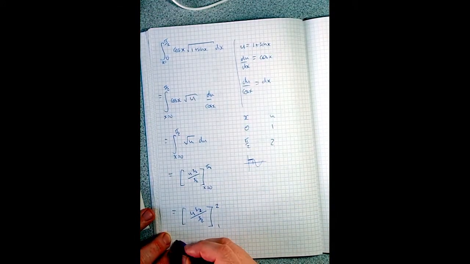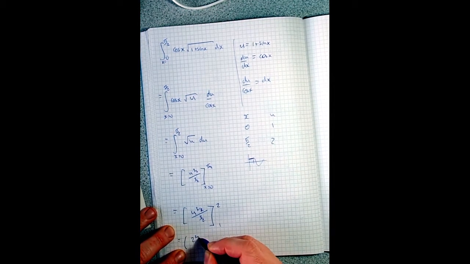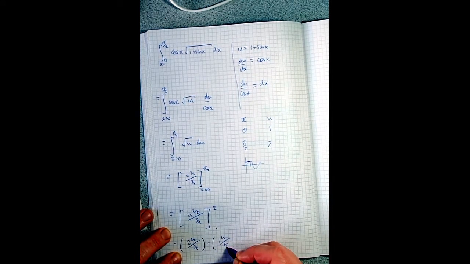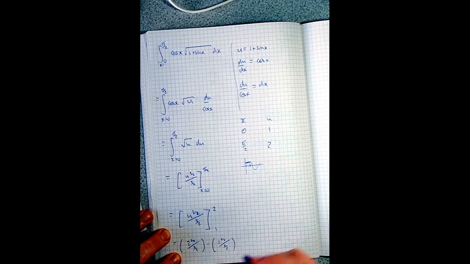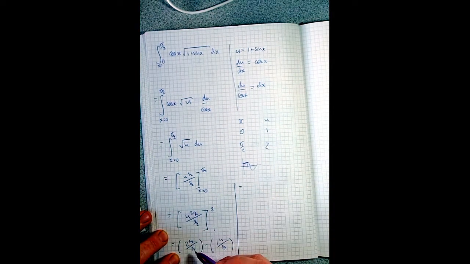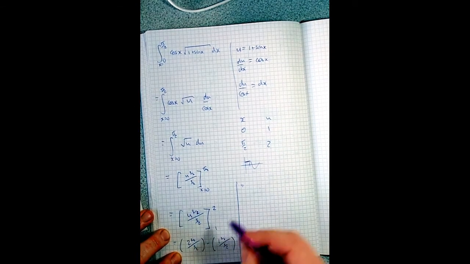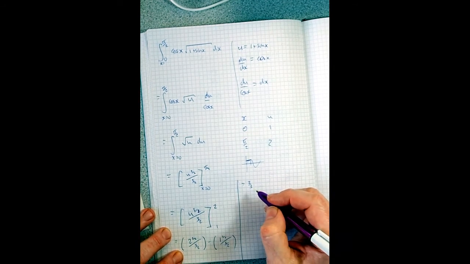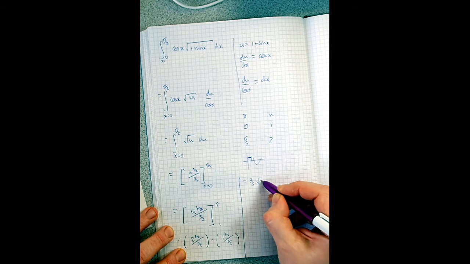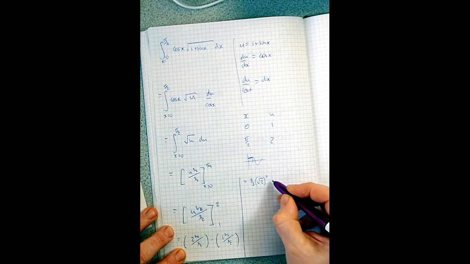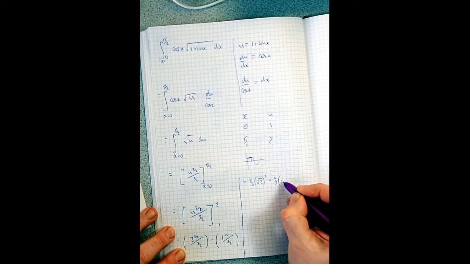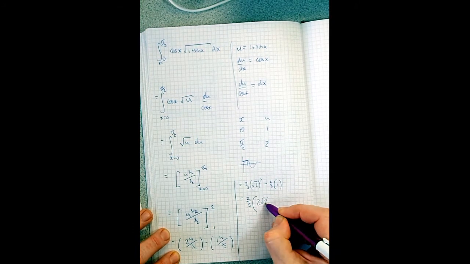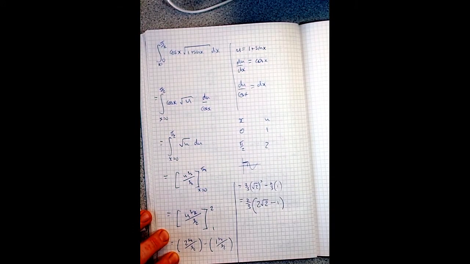So I'll sub in 2 to the 3 over 2 over 3 over 2 minus 1 to the 3 over 2 over 3 over 2. So it's 2/3 of root 2 cubed minus 2/3 of 1. To take out a factor of 2/3, root 2 cubed, that's 2 root 2. Done.